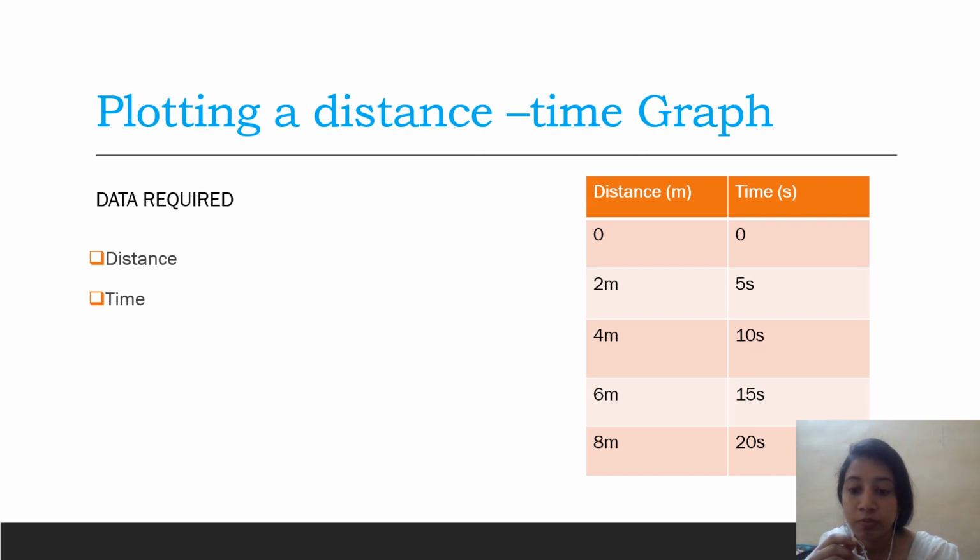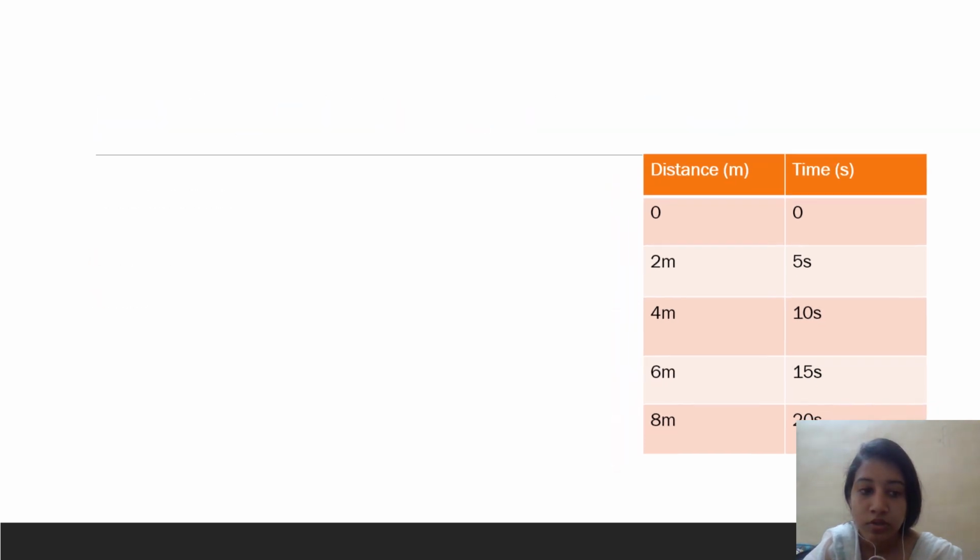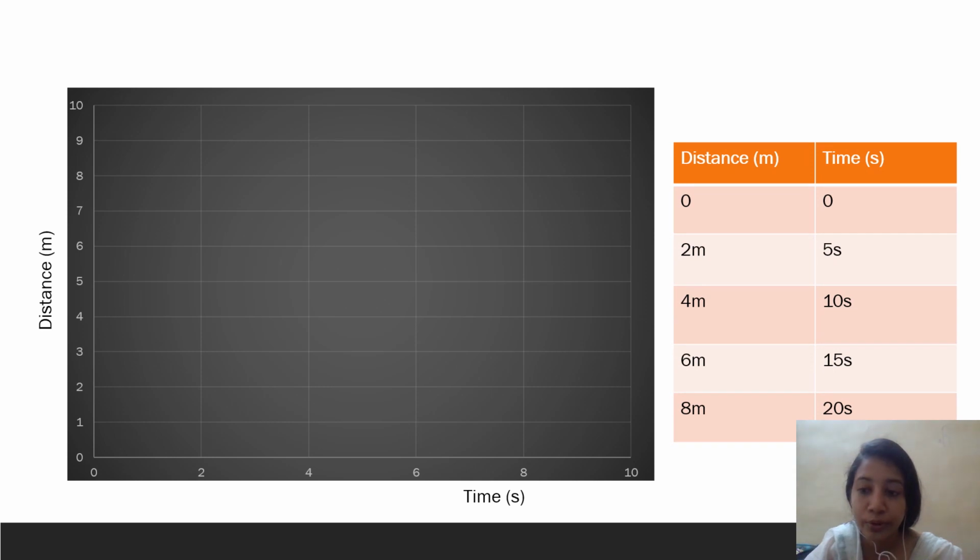Again, after completing 5 more seconds, that is when it becomes 15 seconds, it covers another 2 meters. So here again 2 meters of distance is covered, which shows that it is covering equal distances in equal intervals of time. So now we are going to plot the distance and time.